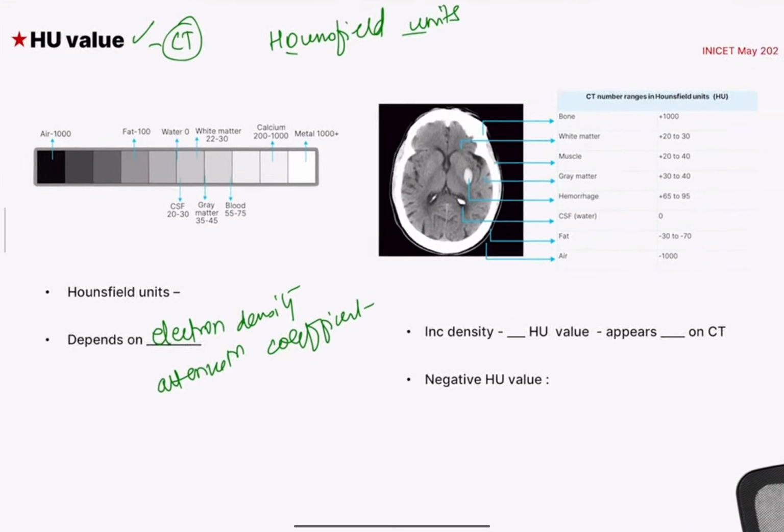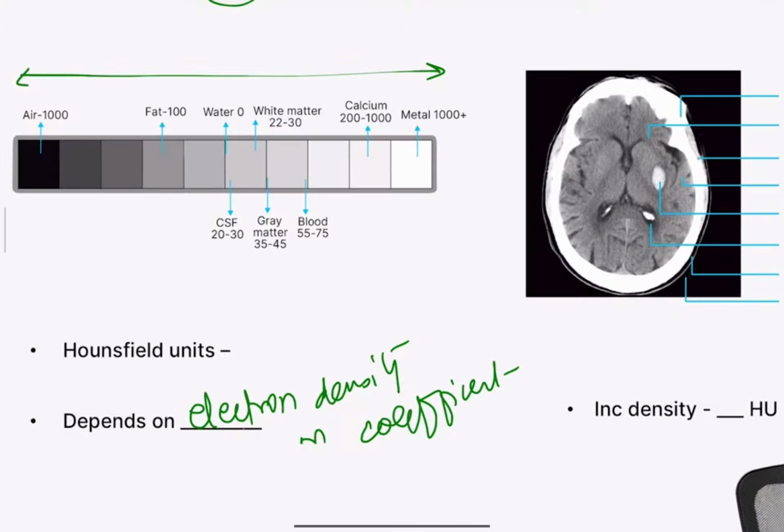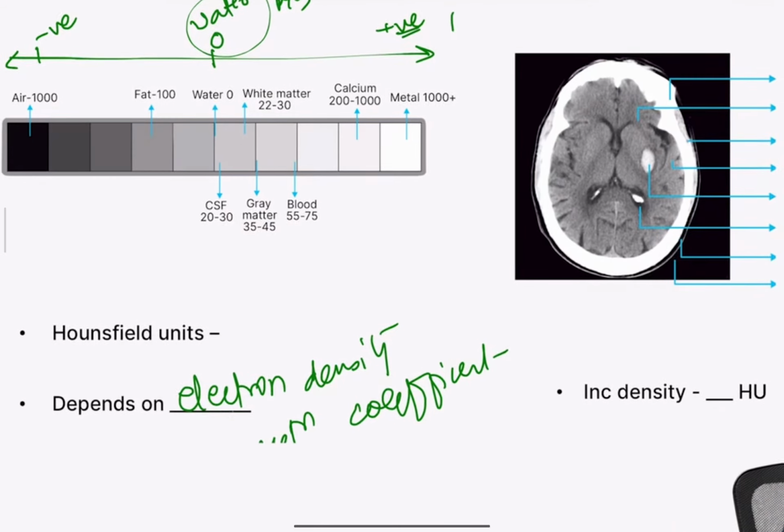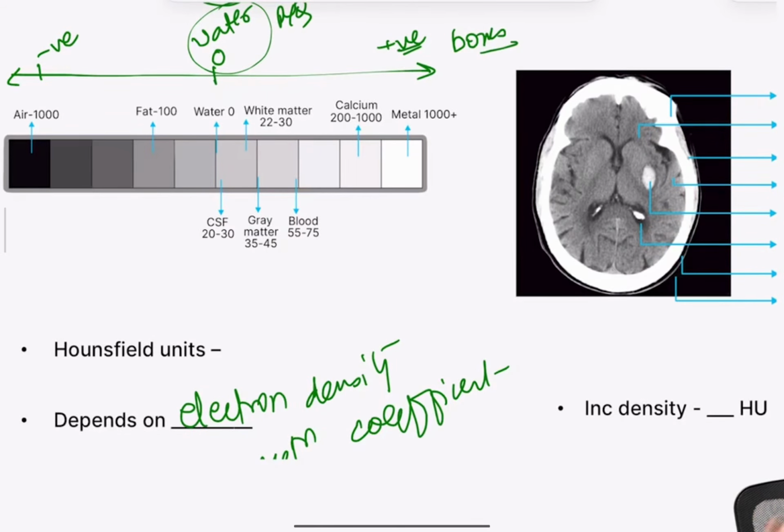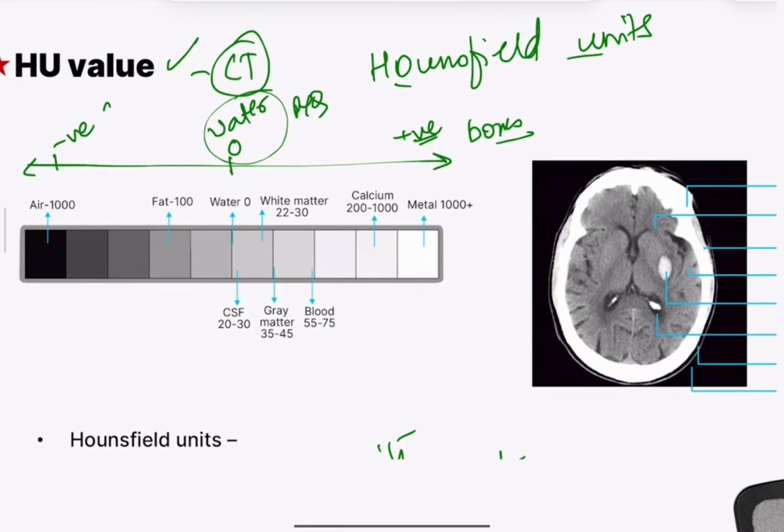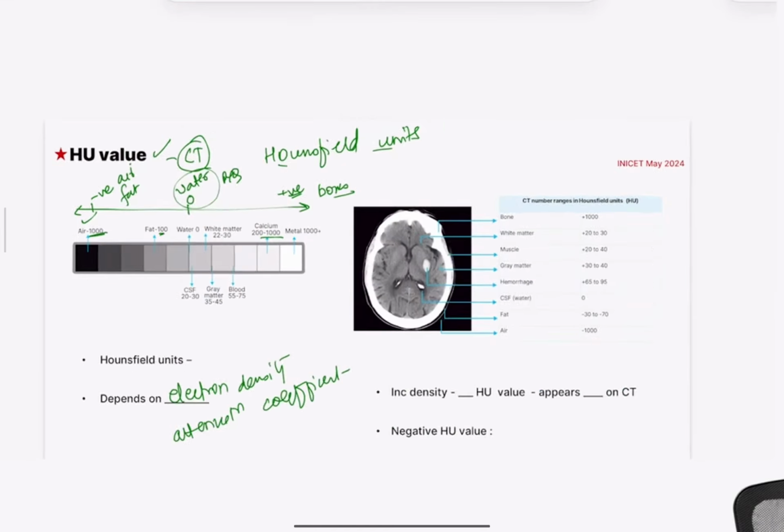So imagine the HU scale is like a numerical scale, which has 0 in the center, positive on the right side, negative on the left side. The 0 in the center is what substance? Water. Very, very important, a recently asked question. So distilled water has HU value 0. So that is the reference value. Whatever is more dense than water will have positive HU value, like bones, metal. Whatever is less dense than water will have negative HU value, like air and fat. Air will be more negative, minus 1000, fat minus 50 to minus 100, and bones is plus 1000.